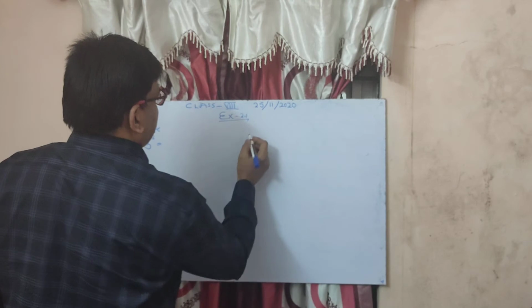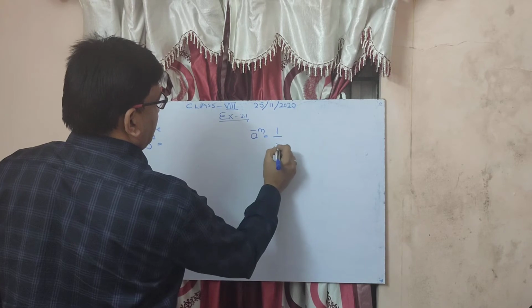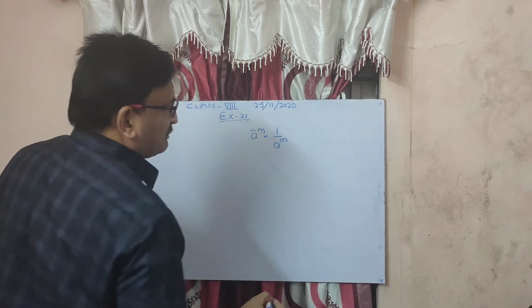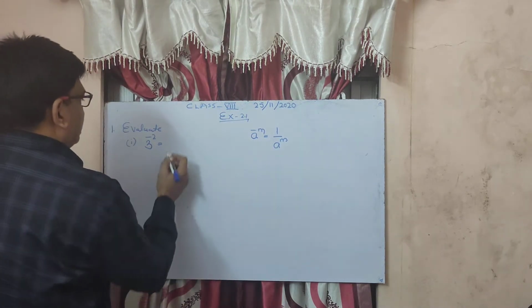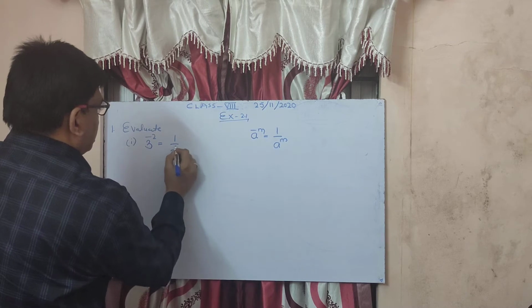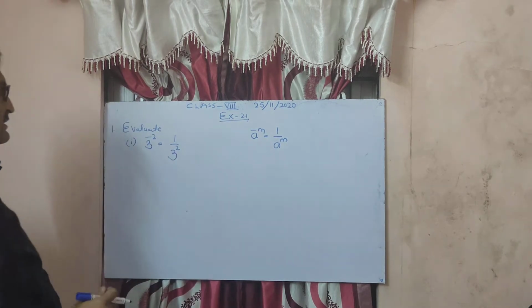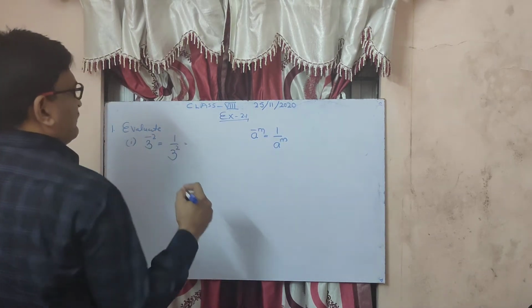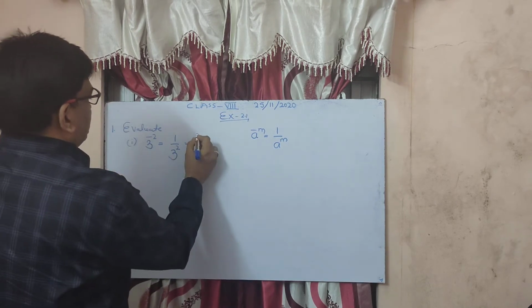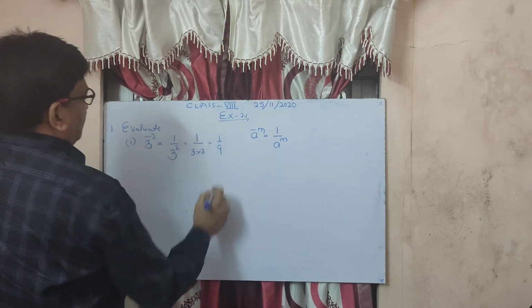So, you might have seen a to the power minus m is how much? That is 1 upon a to the power m. Make it positive. In the same way, 1 upon 3 to the power 2. This negative sign vanishes when the thing goes to the denominator. Now, evaluate, you have to put the answer. 3 square is how much? 3 square means 3 into 3. That is 1 upon 9.